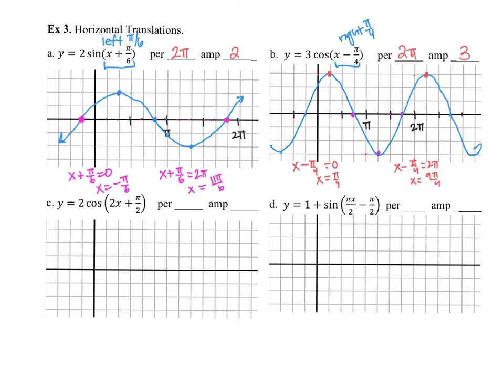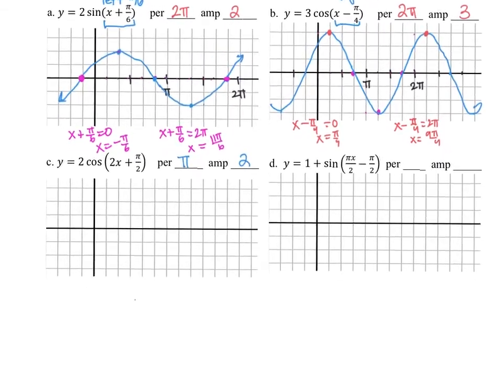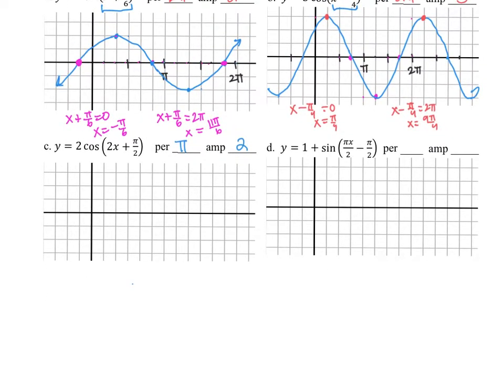Okay, for C and D, there's going to be a period shift. When there's a period shift, sometimes it is really useful to consider the starting and ending points of my graph. Okay, so this is a cosine function. The period is going to be 2 pi over 2, so the period's pi. The amplitude's 2.